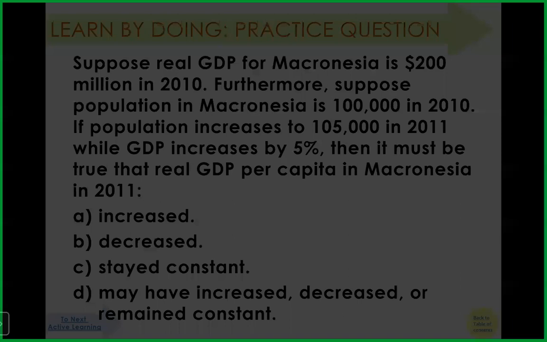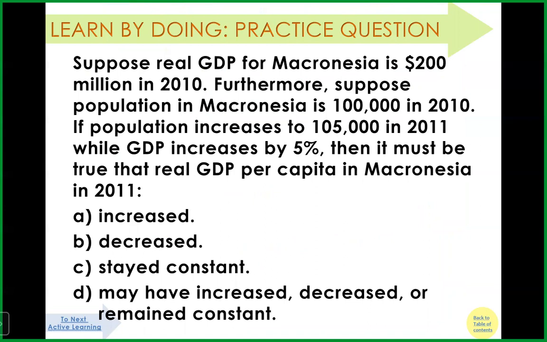Now let's look at these practice questions so that we understand the correct way to look at growth. Look at this practice question. Here we look at a fictional economy, which I just named Macronesia. We knew their real GDP, the total GDP, in 2010 is 200 million. Between 2010 and 2011, the population increased from 100,000 to 105,000. Simultaneously, GDP increased by 5%. Now, this question asks you, what happened to real GDP per capita?